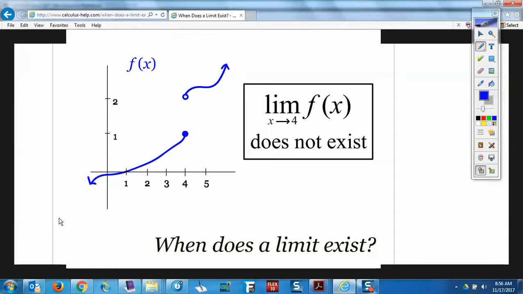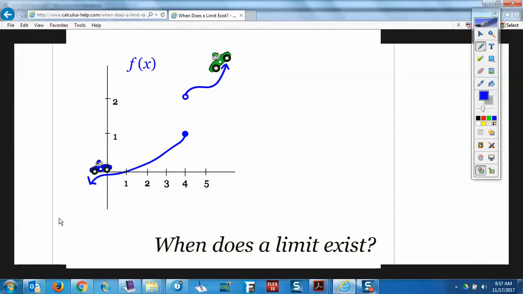This means that no limit exists for f at x equals 4. Let's go back to our diner metaphor for just a second. Notice that as I'm traveling along the road from the right, I end up at a height of 2. But if you travel along the road from the left, you end up at a height of 1. These heights don't match. We won't both arrive at the diner, and no limit exists.